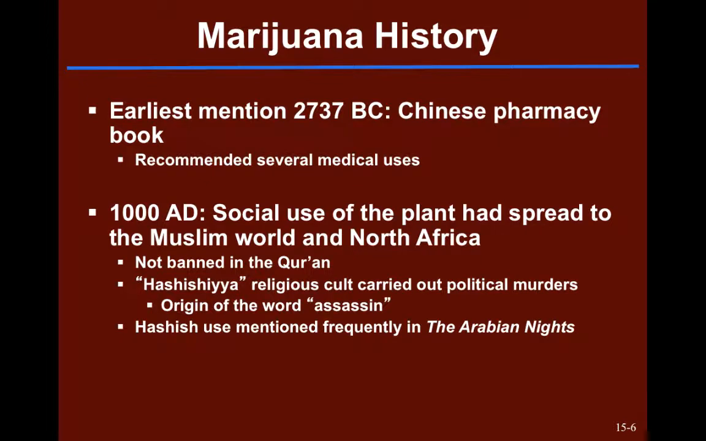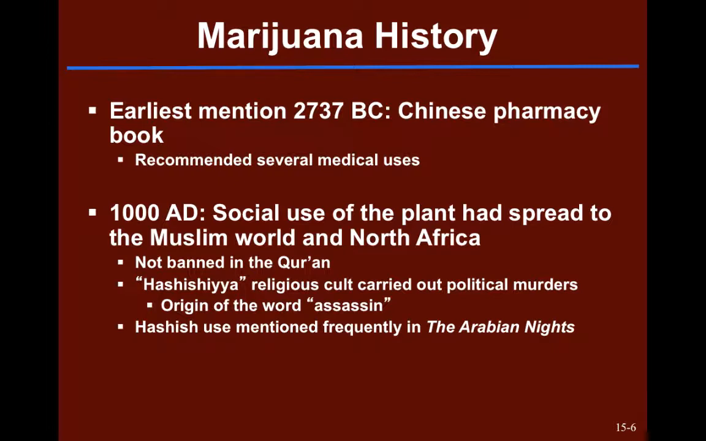All right, so in terms of historical consumption of marijuana, the earliest time that we see marijuana mentioned in written materials is 2737 BC, in a book of ancient Chinese pharmaceuticals. It recommended marijuana consumption for several uses, and then by 1000 AD, we're actually seeing social use of the plant being pretty widely documented, primarily in the Muslim world and North Africa.